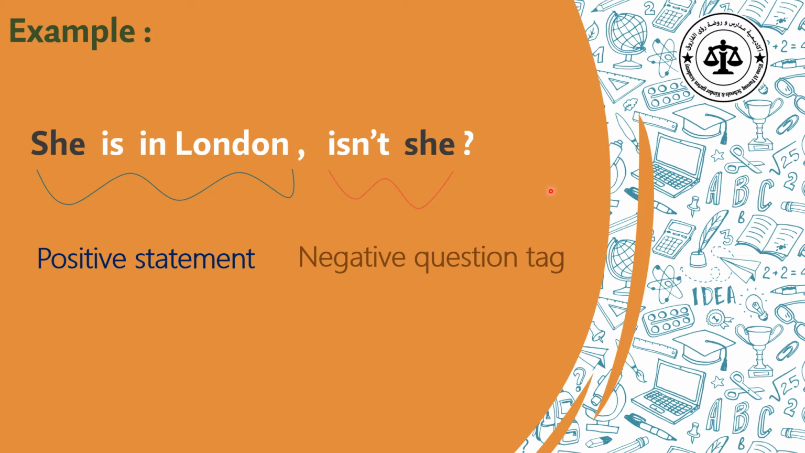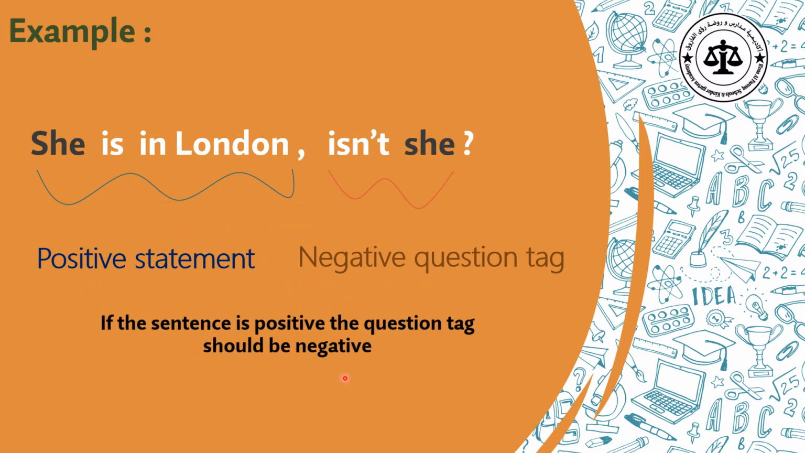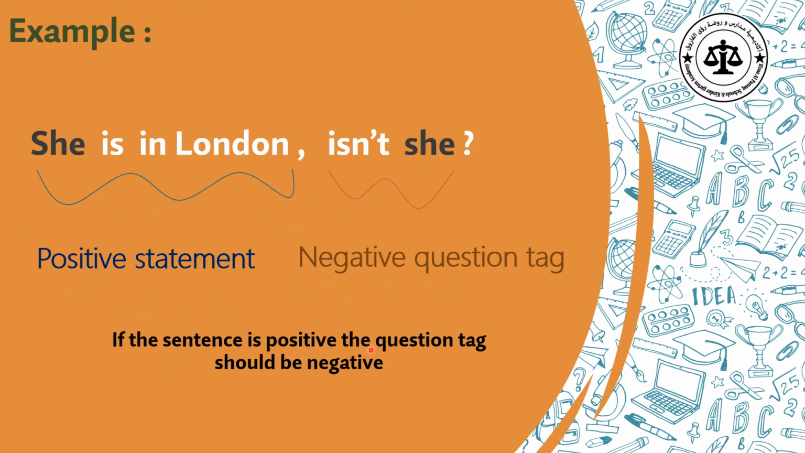شو بنفهم من هذا الحكي؟ إنه if the sentence is positive, the question tag should be negative. What do you mean by that? إذا كانت الجملة الرئيسية عندي مثبتة positive أنا لازم أكملها بإشي negative. كيف؟ Just negate the verb to be. فقط بنفي الverb to be، is تصير isn't and so on. Okay? If the first sentence is positive, the question tag should be negative. هاي هي القاعدة اللي بدنا نعتمد عليها.